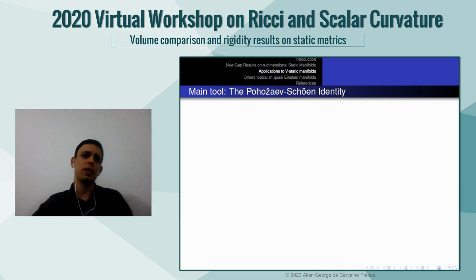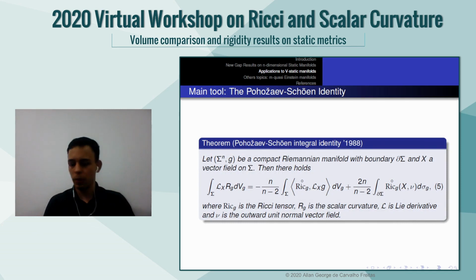And the main tool here is the Pohozaev-Schoen identity that we state now. If you have a compact Riemannian manifold with boundary and consider any vector field on this manifold, then there holds this integral identity, okay? This is for any field and any compact Riemannian manifold. The proof of this identity is very simple. We just use the integration by parts formula and the Bianchi identity, the second Bianchi identity.